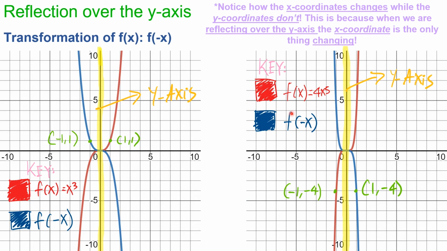On the second graph, I have f of x equals 4x to the 5th power. The blue line again represents f of negative x, which just means reflecting over the y-axis. And the point that I picked was negative 1, negative 4. Again, the x-coordinate changes while the y-coordinate doesn't. So negative 1 changes to 1, and negative 4 doesn't change, so we have 1, negative 4.